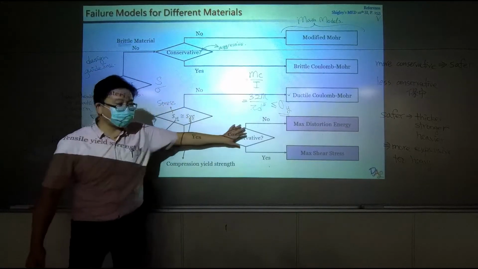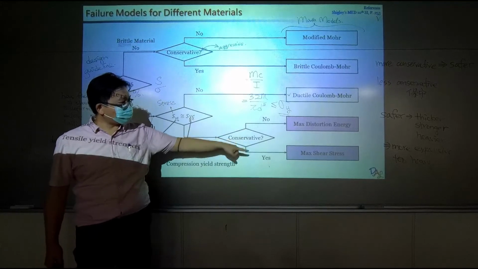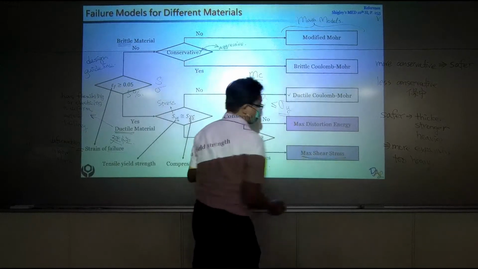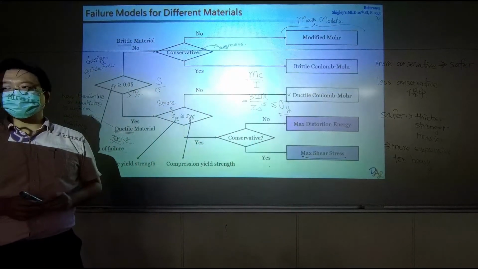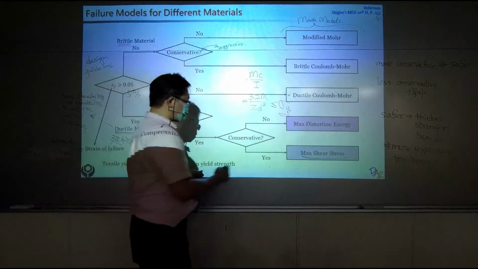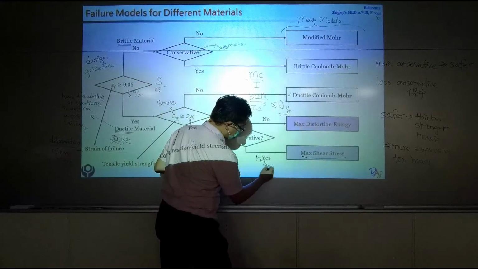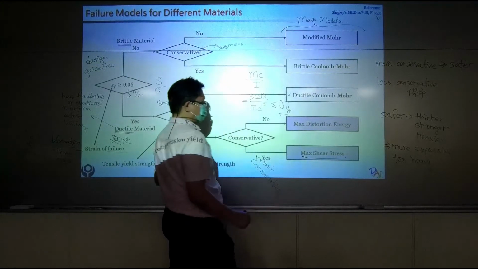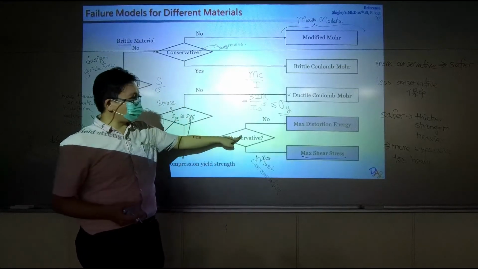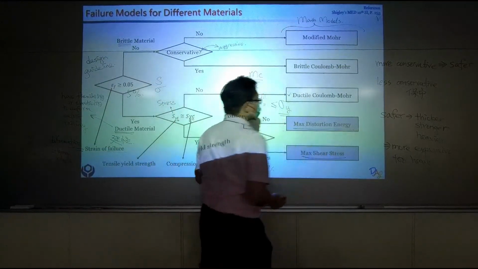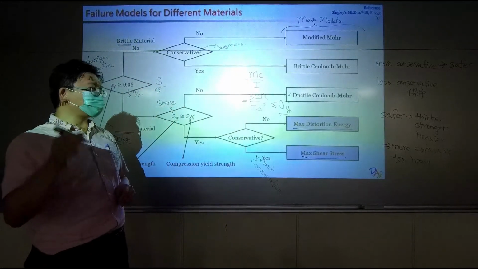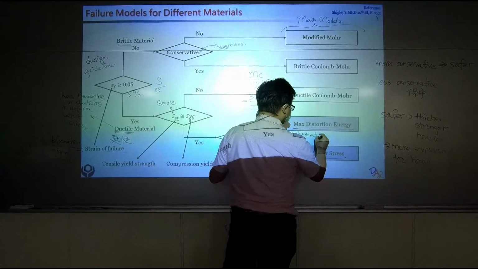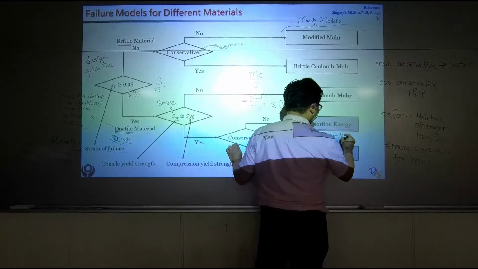this very usual case, we have two models, and one is conservative, one is not. Maximum shear stress is the model we are going to introduce today. It's the most conservative model, most conservative. Okay? And if you don't want to be conservative, you can use the maximum distortion energy model. And like I said last time, this is related to von Mises stress.